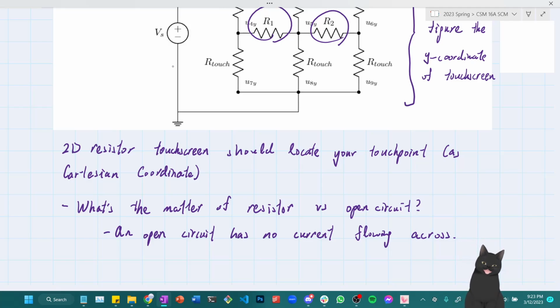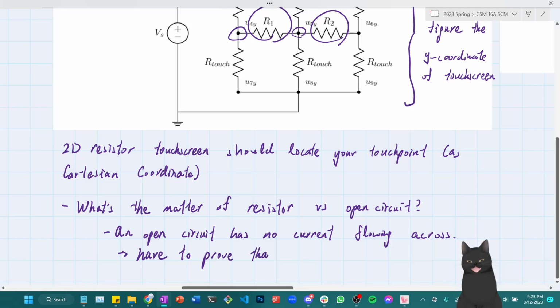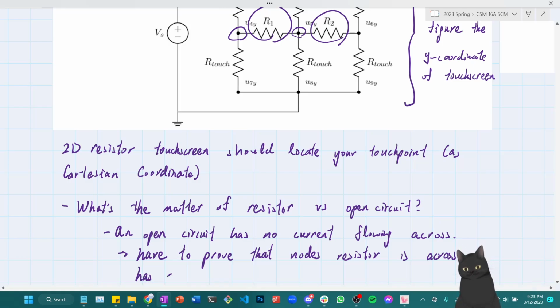So, if I want to replace this resistor with an open circuit, I have to prove that the nodes around the resistor, or the node that the resistor is across, have the same voltage. And let me explain why we have jumped to this step.